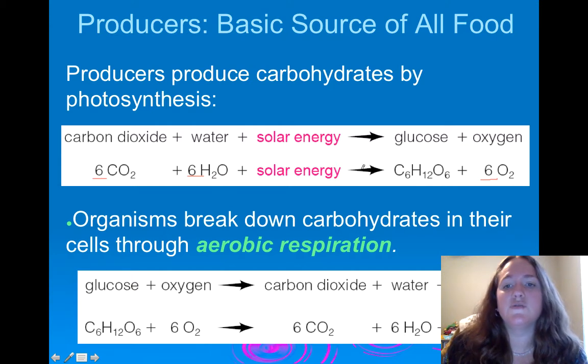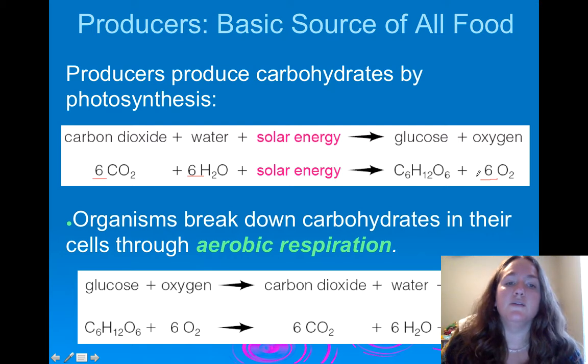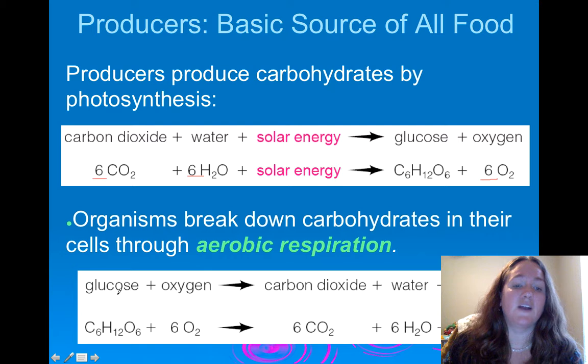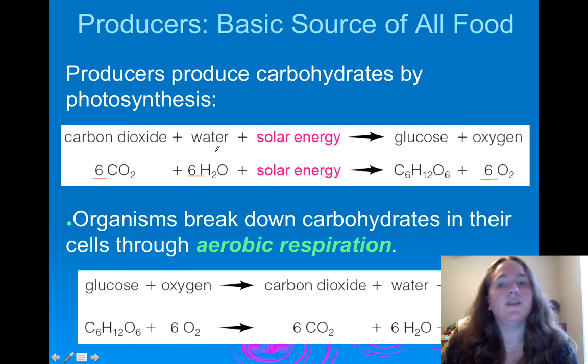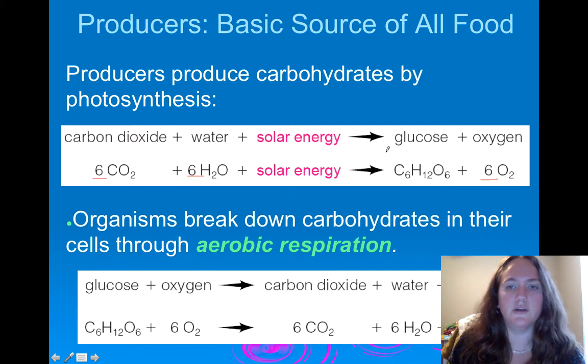It is 6 CO2, 6 H2O, glucose, and then 6 O2. So that is what plants are producing. And then we are taking in that glucose and oxygen, and we're giving off the carbon dioxide and the water, which is then going to be taken in by the plant, and the process can continue. So this is kind of the cycle of life that we can get energy from.